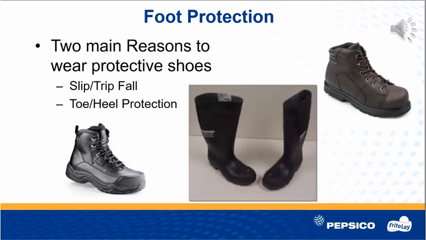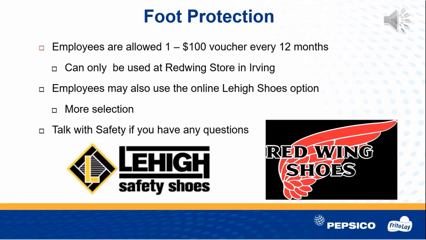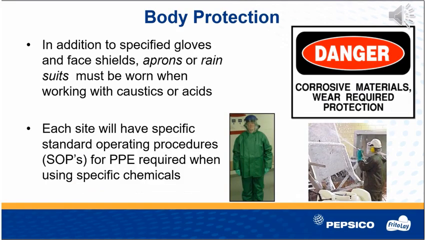Protection. Two main reasons to wear protective shoes are to help protect against slips, trips, and falls, and to protect your heel and toe. For protection, employees are allowed one $100 voucher every 12 months. This can only be used at the Red Wing store in Irving. Employees may also use the Lehigh shoe option, which offers more selection. Please talk with safety if you have any more questions.